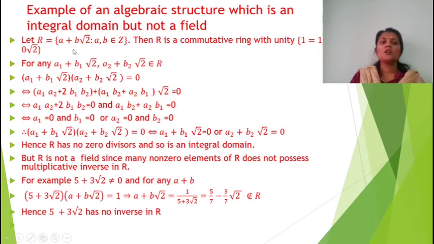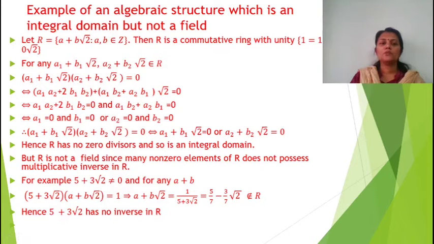Consider R equal to the set of a plus b root 2, where a, b are elements of Z. We have already shown that it is a commutative ring with unity, where 1 is equal to 1 plus 0 root 2. Now, we take two elements, a1 plus b1 root 2 and a2 plus b2 root 2, elements of R. Here in R, a, b are defined as elements of Z, integers. So, a1, b1, a2, b2 are all elements of Z.